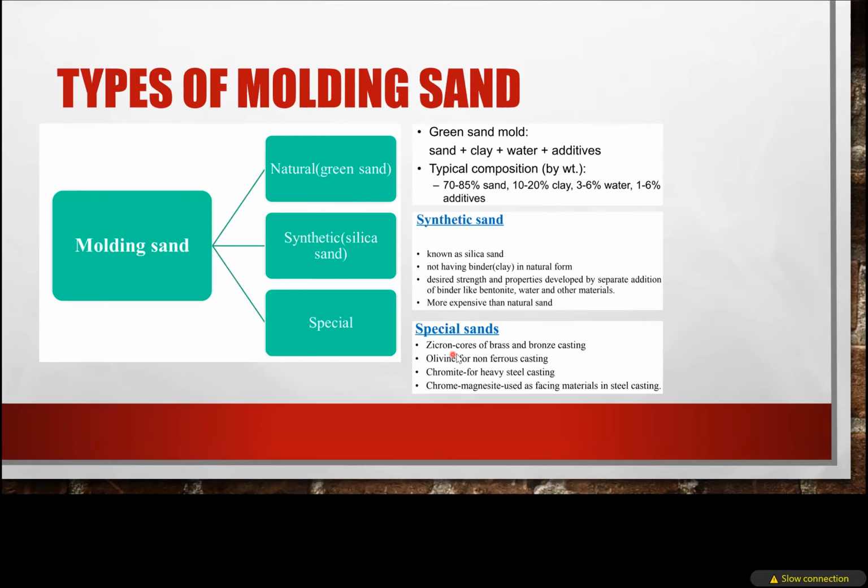First, zircon. Zircon is used for the core of brass and bronze castings. This type of sand, zircon sand, is generally used as a core for brass and bronze castings. Then olivine, that is for non-ferrous castings.